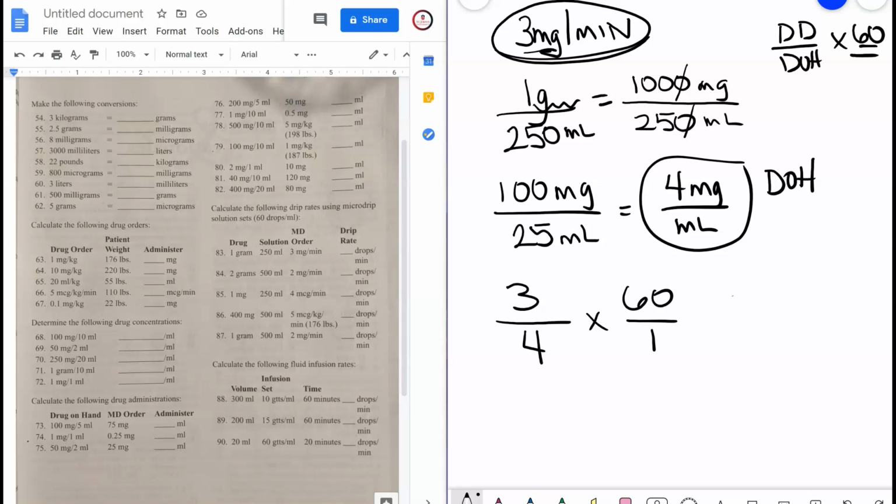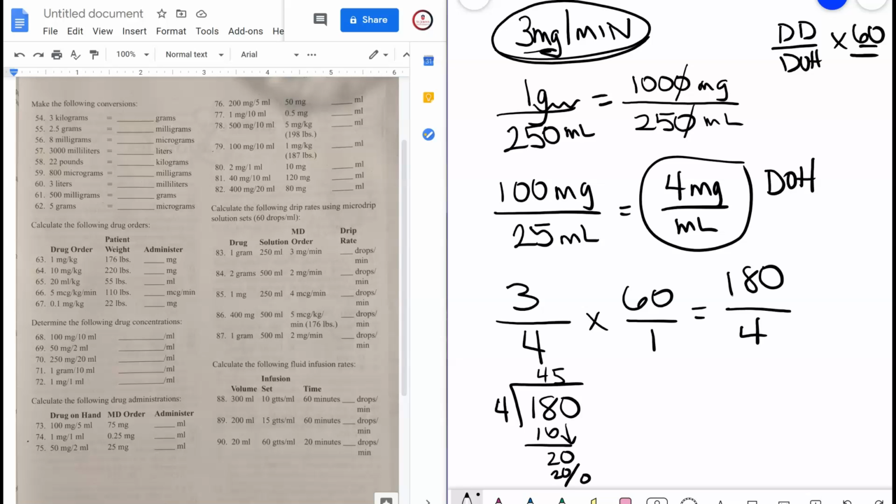So now we can multiply across. So 3 times 60 is 180. 4 times 1 is 4. Here's your long division time. 4 goes into 18 4 times. 4 goes into 20 5 times. So you are going to do 45 drops a minute.